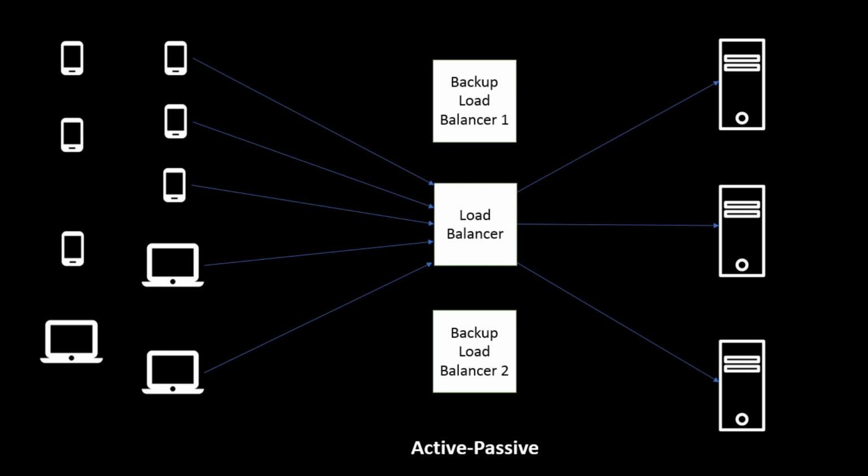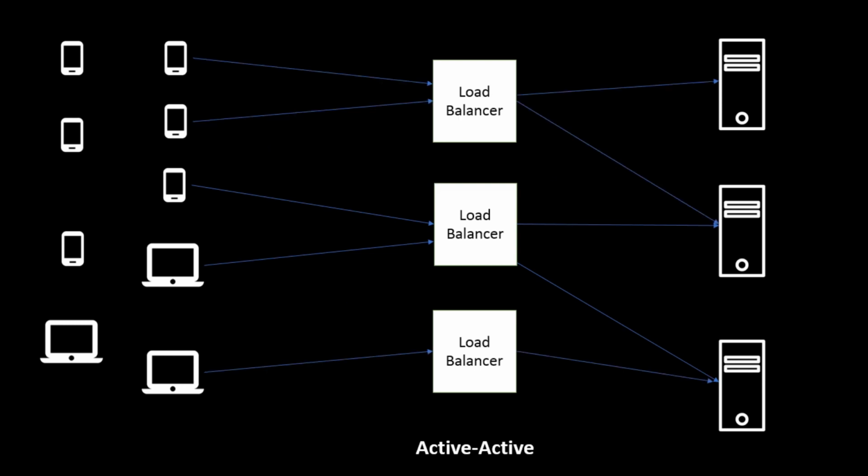Okay? But on the other hand, active-active redundancy is difficult to set up and sometimes a bit expensive. But because the load balancers share the load, the chances of one of the load balancers dying are less. And also, there is no resource wastage here. Okay? So, the point is that you can eliminate single point of failure via redundancy.